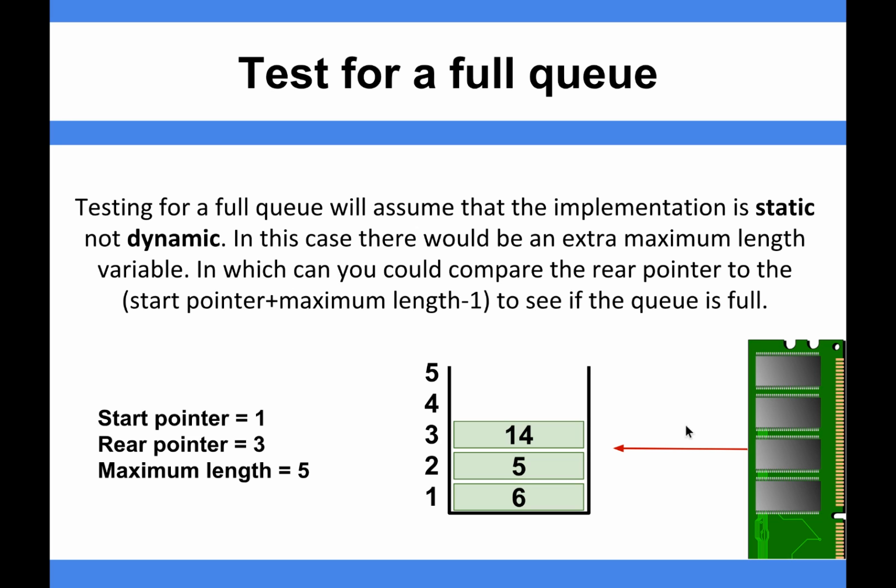So, testing for a full queue is simply a case of, again, your start and rear pointers, but you'd also need the length. Okay, so the start pointer plus the length minus 1 compared to the rear pointer. And again, if they were the same, then that means your queue is full.